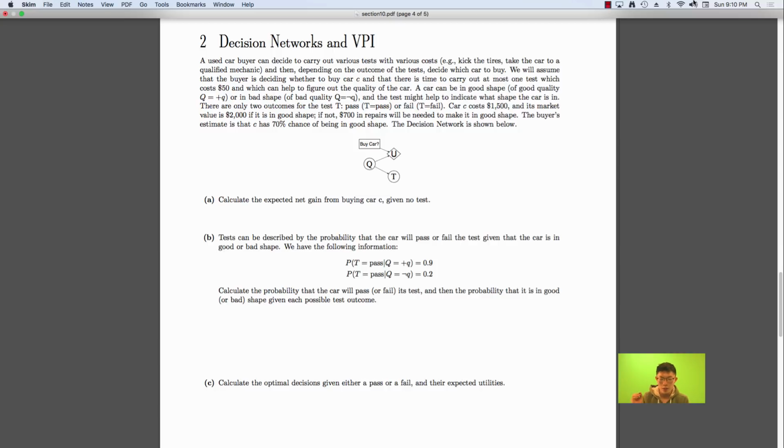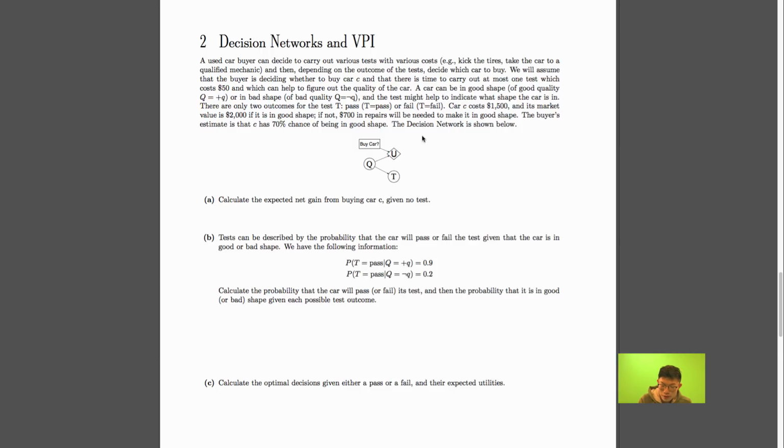So let's look at what we know. In the problem, we're given that we have a prior probability over whether the car is of good shape or not. And this prior probability is indicated here. It says the buyer's estimate is that C, the car, has a 70% chance of being in good shape. So let's write that down. This is our prior probability over Q. The probability that it is of good quality, we give it a 70% chance. And the probability of it being of bad quality, we say, yeah, that's probably about 30%.